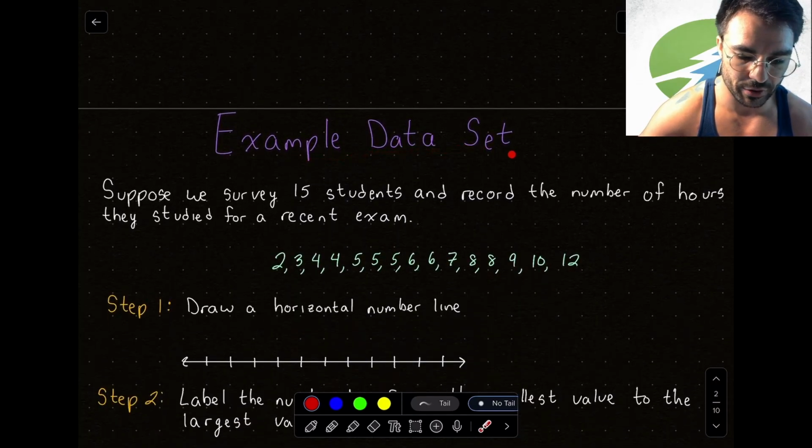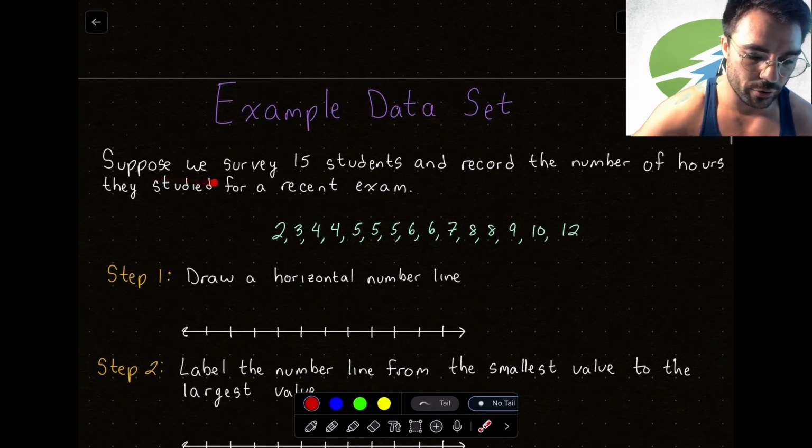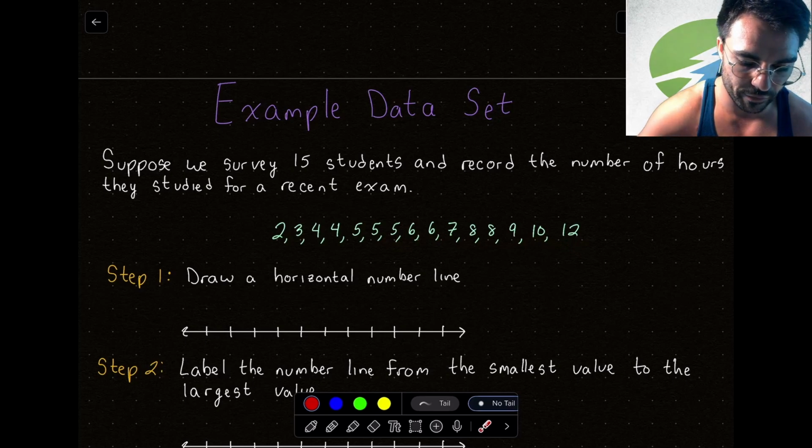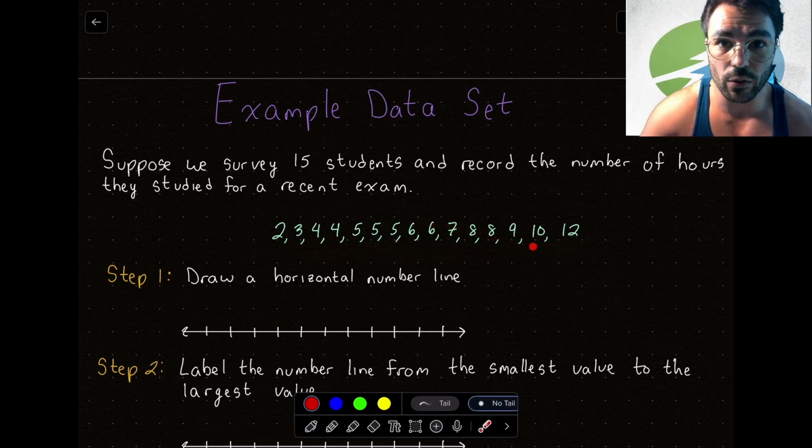Here we have an example data set. Suppose we survey 15 students and record the number of hours they studied for a recent exam. So here we have the numbers each student recorded. We have 15 students studying for all of these hours. Notice how all of the hours here are listed in ascending order.